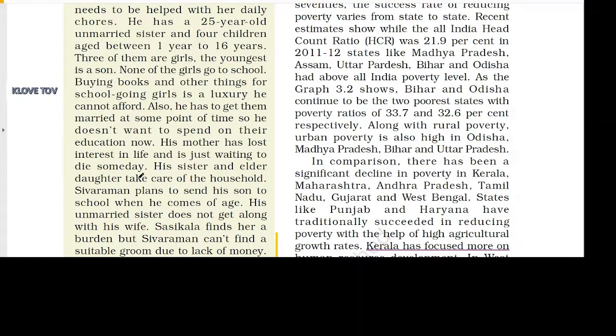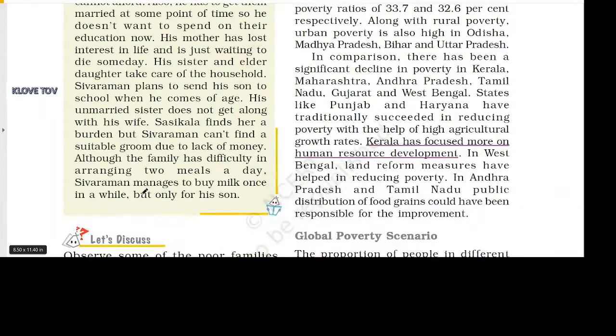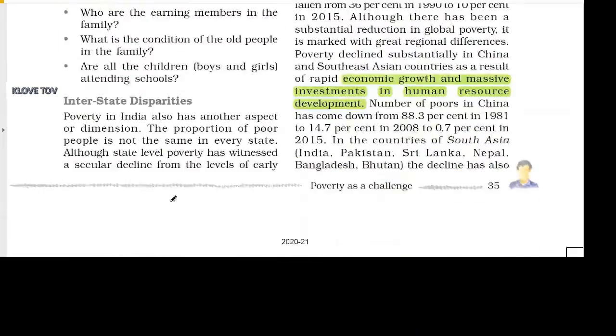His sister and elder daughter take care of the household. Sivaraman plans to send his son to school when he comes of age. His unmarried sister does not get along with his wife. Sasikala finds her a burden, but Sivaraman can't find a suitable groom due to lack of money. Although the family has difficulty in arranging 2 meals a day, Sivaraman manages to buy milk once in a while, but only for his son.